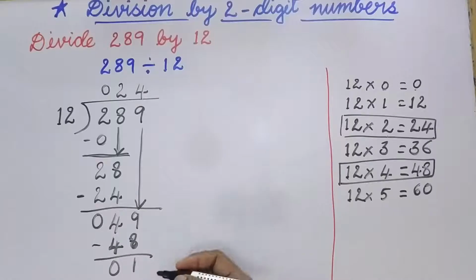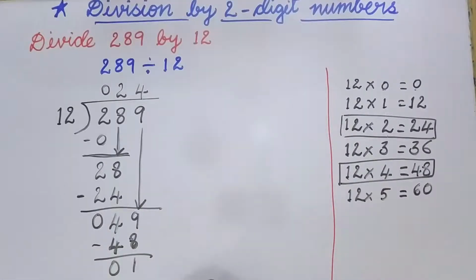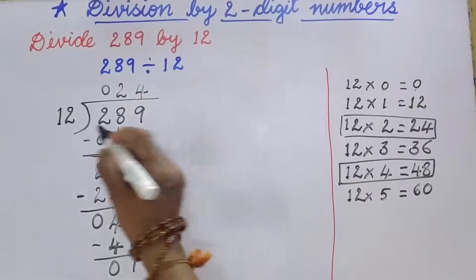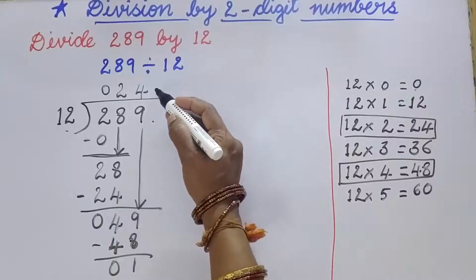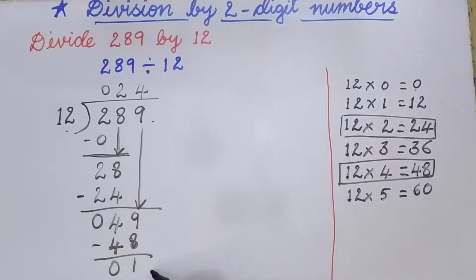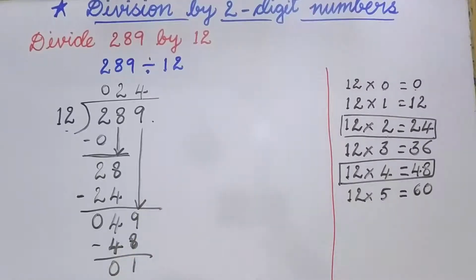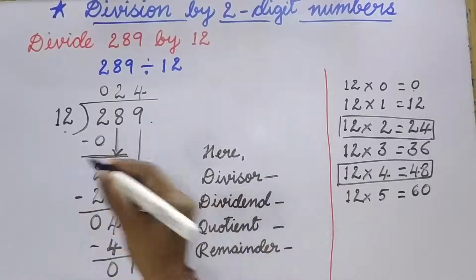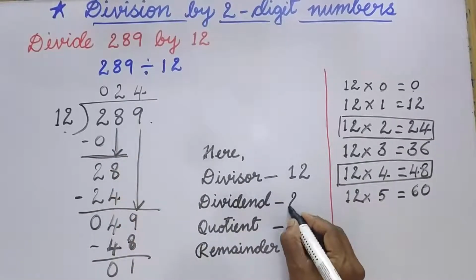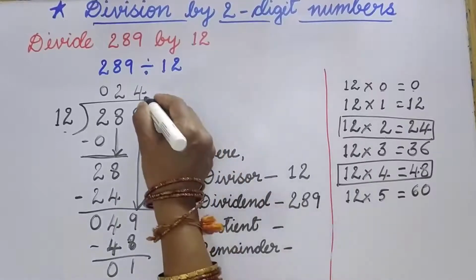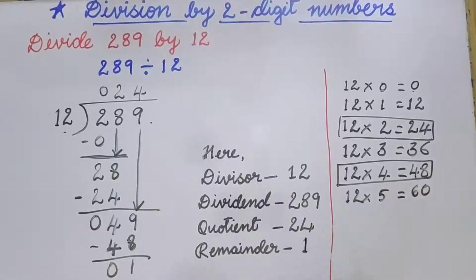Okay. So this is about division by two-digit number. Okay. So here we'll get divisor 12, dividend 289, and the quotient is 24, remainder 1. Pause the video and copy it in your classwork. So here the divisor is 12, dividend is 289, quotient is 24, and the remainder is 1.